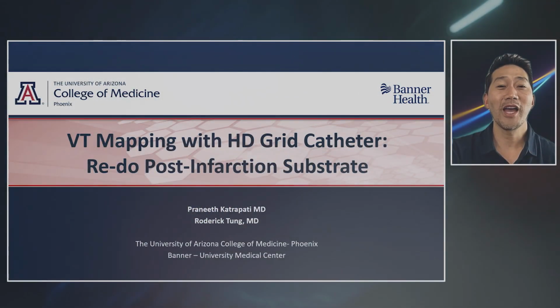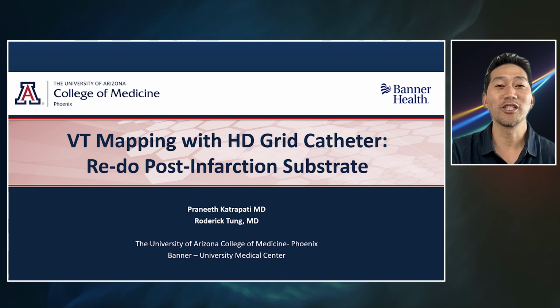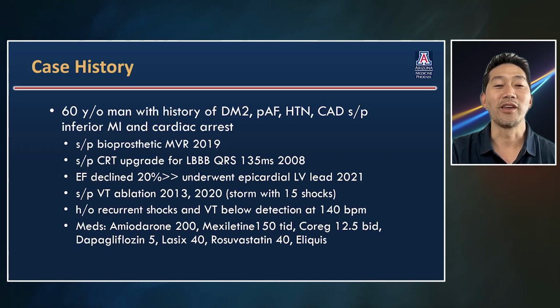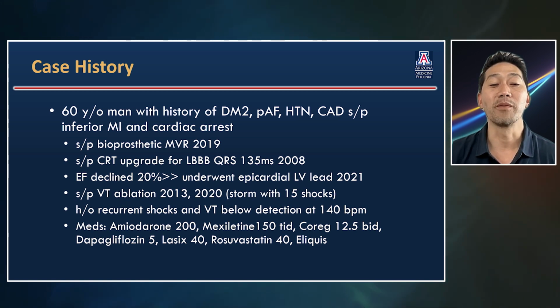Hi, I'm Roderick Tung, and we are doing a retrospective case look back at last December when we did a VT mapping case with the HD grid catheter, a redo post-infarction substrate. The case history, as you probably remember, was a 60-year-old gentleman with atrial fibrillation, hypertension, but most notably an inferior myocardial infarction, had a cardiac arrest as well as a bioprosthetic mitral valve.